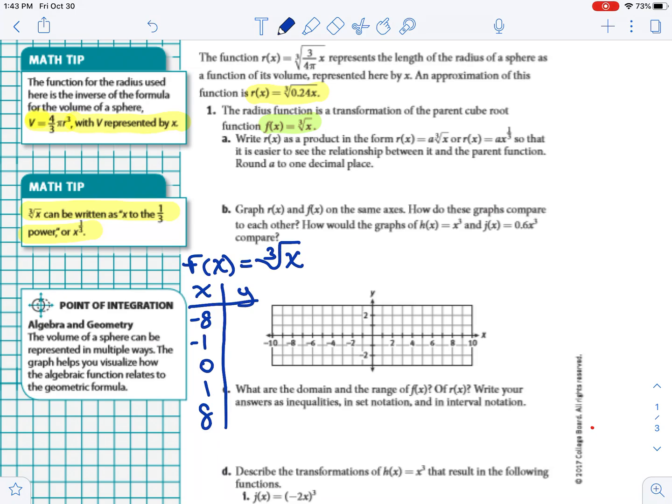The cube root of -8 is -2. Cube root of -1 is -1. Cube root of 0 is 0. 1, 1, 8, and 2. And so we can get a nice picture of this cube root function, which just looks like the cube on its side.